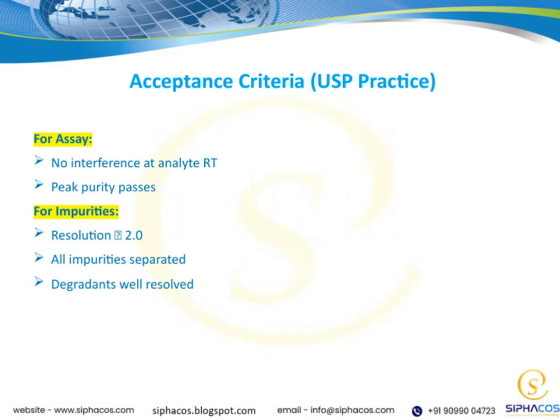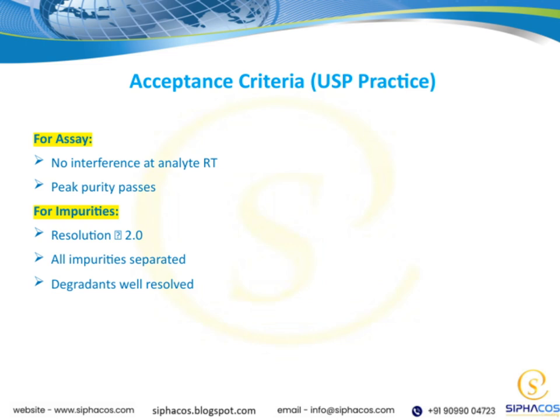Moving on to impurities, the resolution between peaks should be at least 2. This is a key point because good resolution indicates that the impurities are well separated from each other and from the main analyte, which is critical for accurate identification and quantification. All impurities must be separated effectively, and the degradants should be well resolved from the impurities and the main peak. These criteria are essential to ensure the robustness and reliability of our method, aligning with the overall goal of producing consistent, high-quality analytical results.